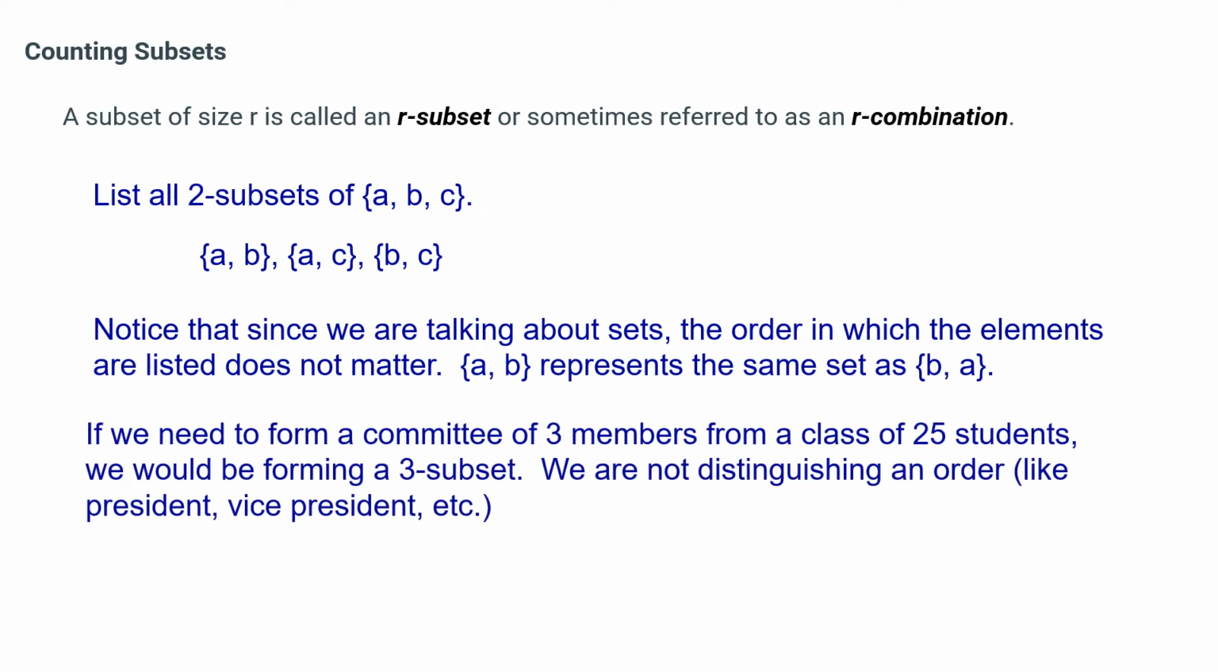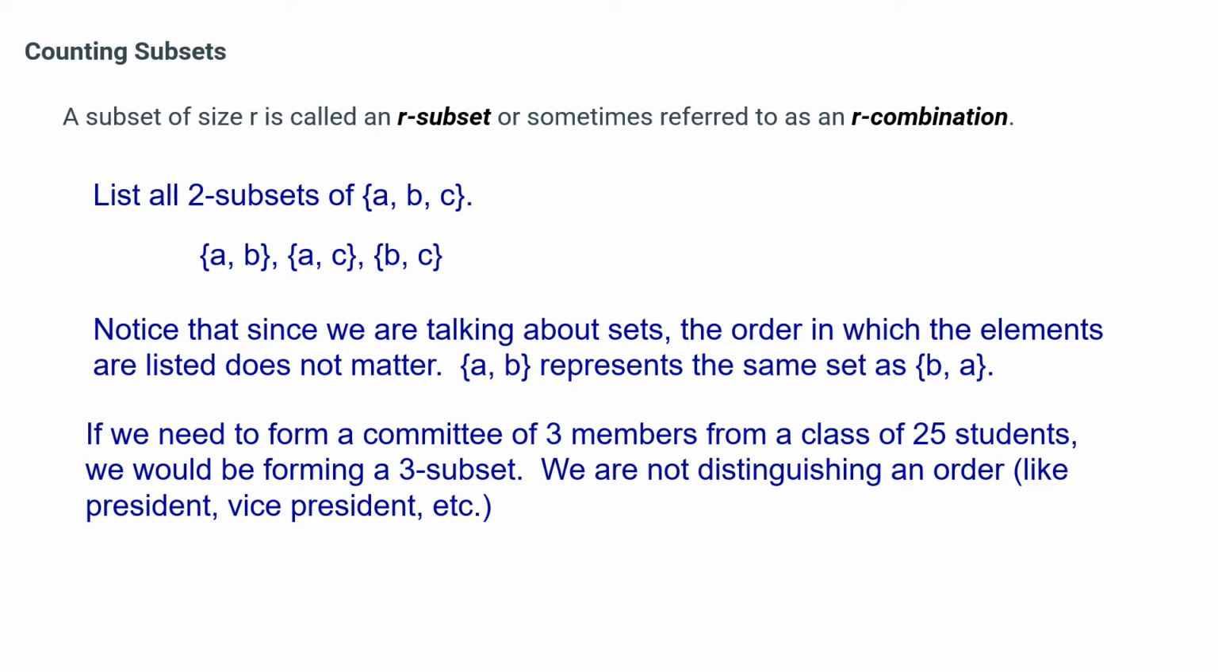Now let's try to talk about this in the context of this unit, and that is counting the number of situations that could happen under certain requirements. If we need to form a committee of 3 members from a class of 25 students, we would be forming a 3 subset, right? It's a subset of 3. We wouldn't be distinguishing an order at all, right? And we're not saying vice president, and so on. We're just saying we want a committee of 3.